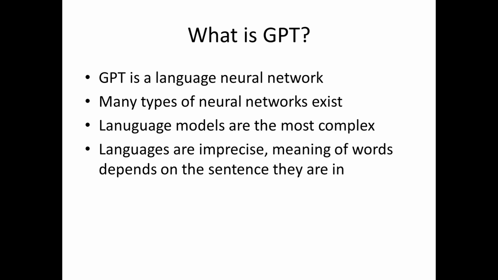Language is tough because the meanings of words change depending on the sentence they're in, the context, right? I mean, we see this all the time. You got a word like pear. You got a pair of shoes. You got a pear from a tree. The sentence that it's in determines what it means, and that's not even talking about colloquialisms and all those sort of nuances. So there's a lot of challenge in making a language neural network.